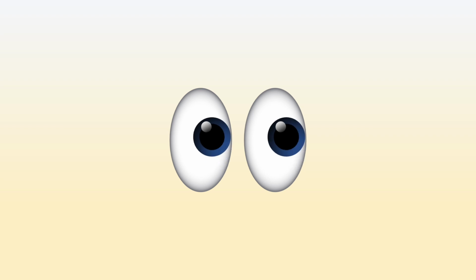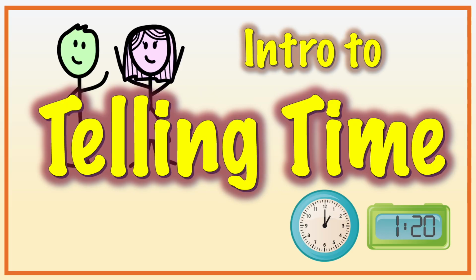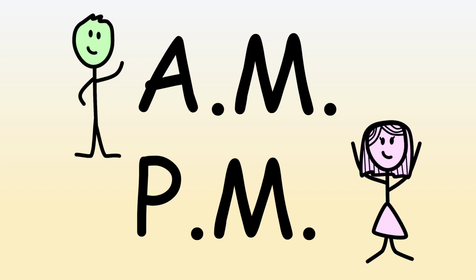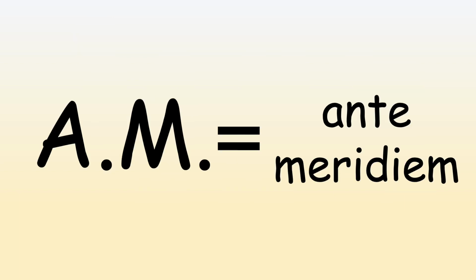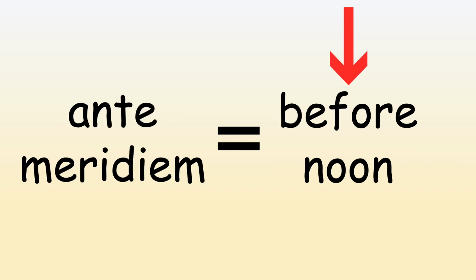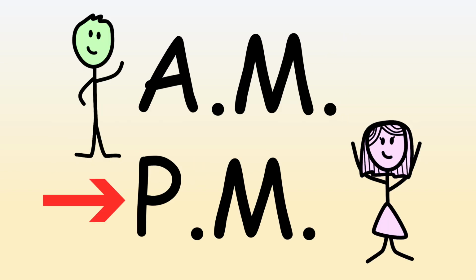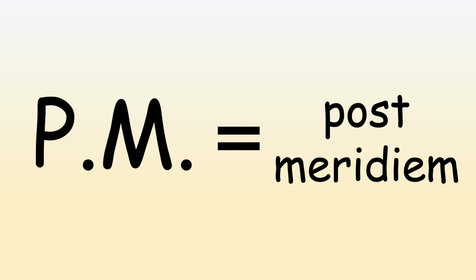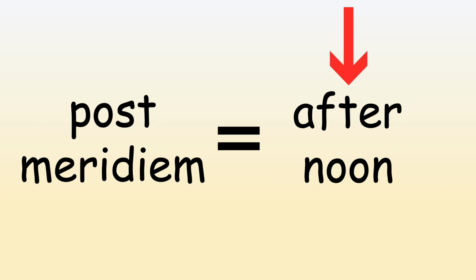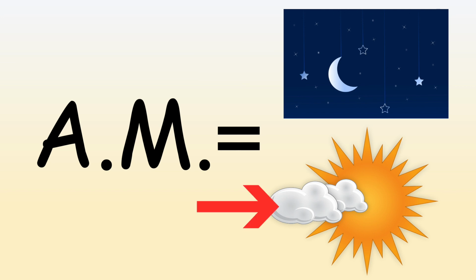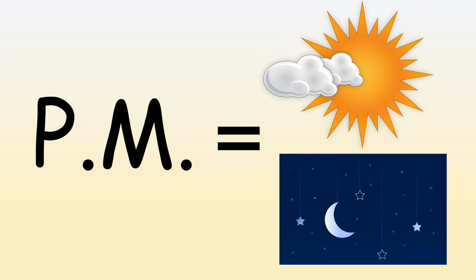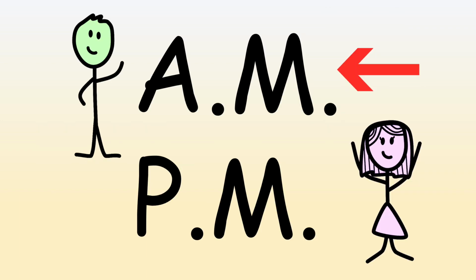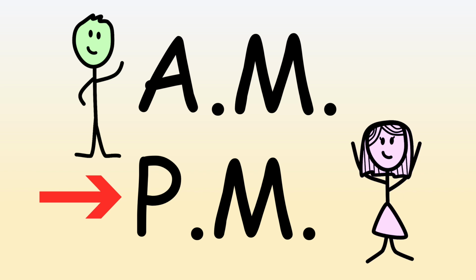Let's take a look at some of the basics of telling time. First, we'll check out AM and PM. AM means ante meridiem in Latin, which to us means before noon. And PM means post meridiem in Latin, which means afternoon. AM is from midnight to noon. PM is from noon to midnight. We usually think of AM as early morning and morning, and PM as afternoon, evening, and night.